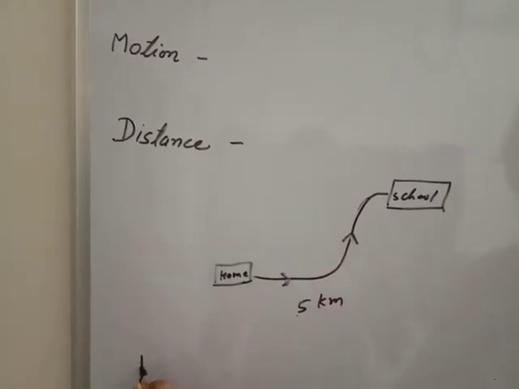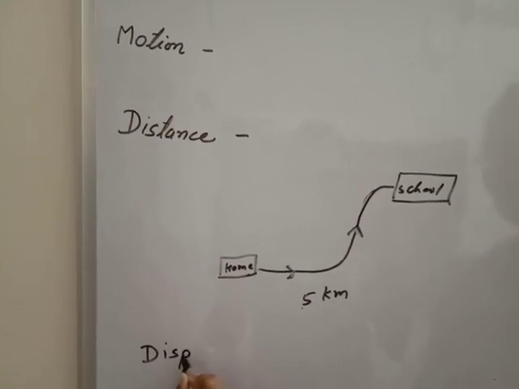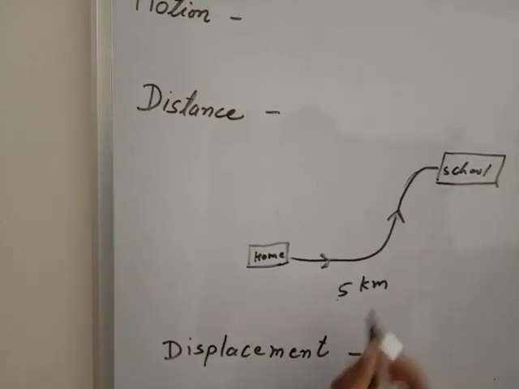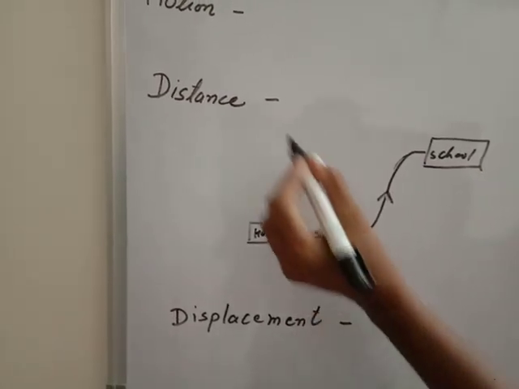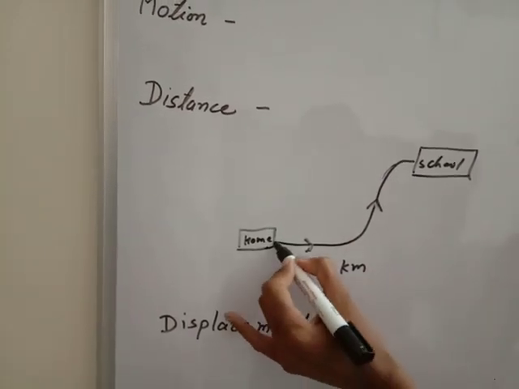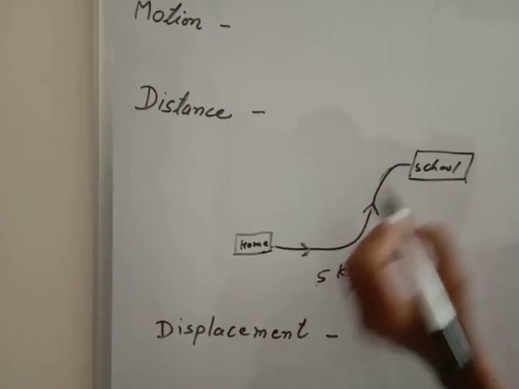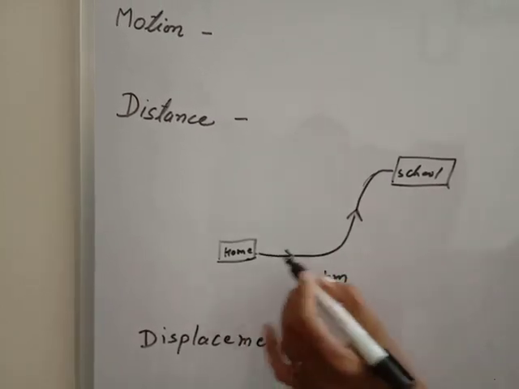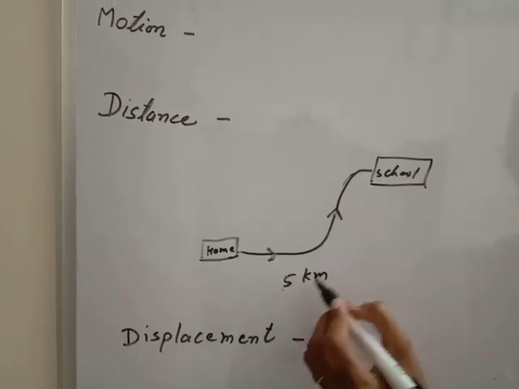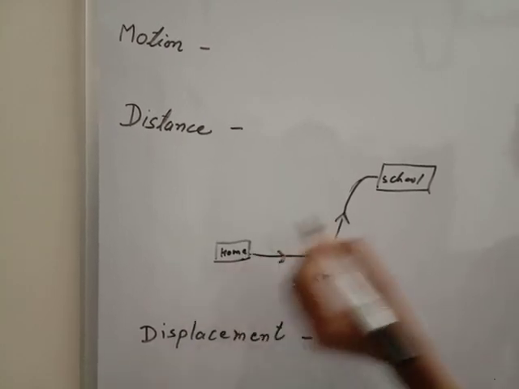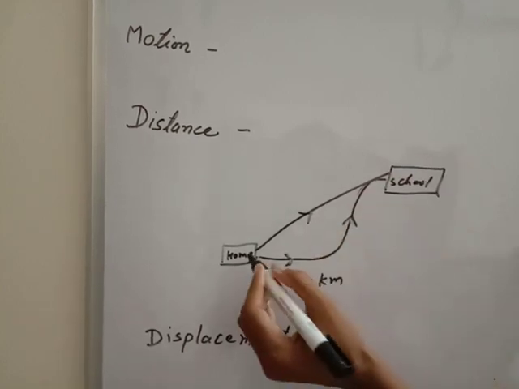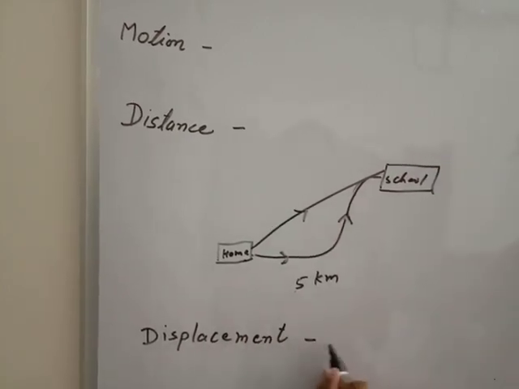Now the next is displacement. The SI unit of displacement is also meter. Now, what is the difference between distance and displacement? See here, this is your home and this is your school and this is the path for going to school. Now, how much distance you have to cover? That is 5 kilometers. But suppose I ask, how much is the displacement? So, from home to school, the shortest distance, that means the shortest distance from home to school is known as displacement.